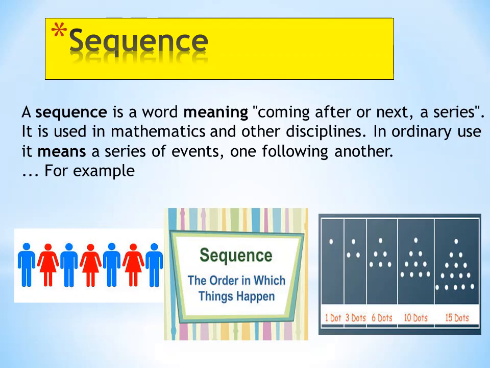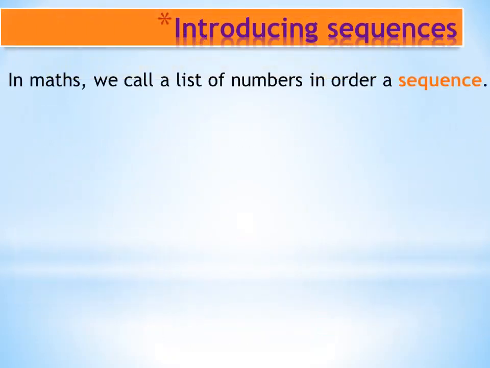Now look at the example. There are a number of people standing in a row. This is a sequence. And in the next example, there are multiple dots. Look at the first rectangle. Here we have 1 dot, and in the next we have 3 dots, and in the next we have 6 dots. This is the sequence. First we have 1 dot, then 3 dots, then 6 dots, then 10 dots. This is the sequence.